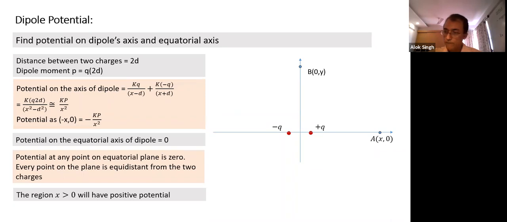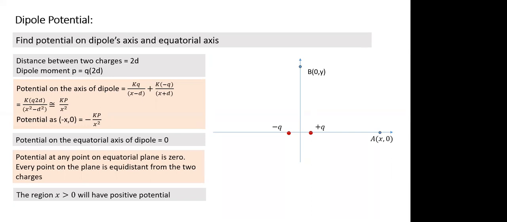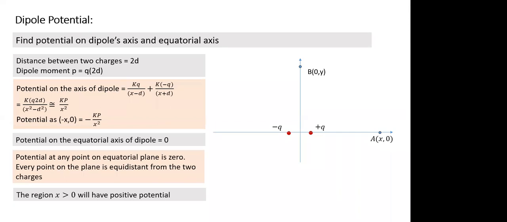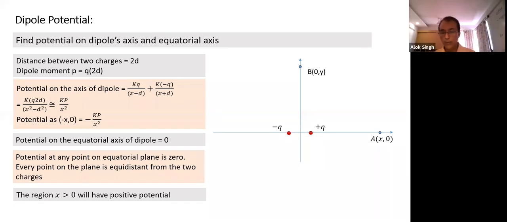No response. Akul? What is the potential at a point on the axis of a dipole? So KQ by X minus T. No, we are talking about a dipole. So the moment you take a dipole, you should use the term P, which is the dipole moment.